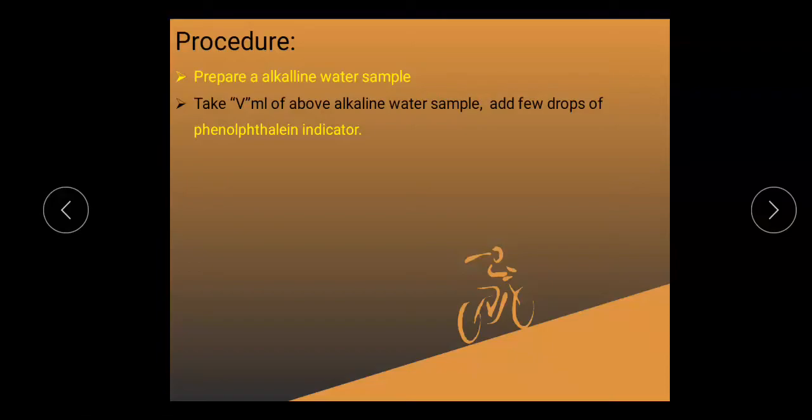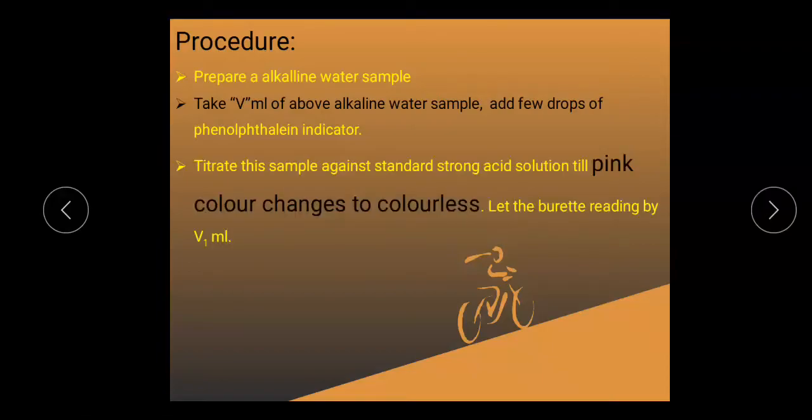In that alkaline water sample, first add phenolphthalein as the indicator, and start addition of strong acid to the solution till the pink color changes to colorless. When you add phenolphthalein as the indicator, the solution becomes pink. When you add strong acid till the solution becomes colorless, note this burette reading as V1 ml.